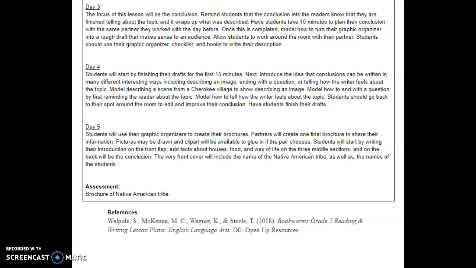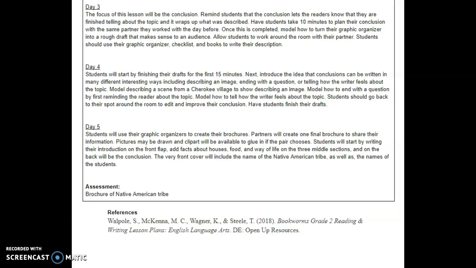After all these different models are given to the students, they should go back to their spot around the room and edit and improve their conclusion. And then they're going to go ahead and finish up those drafts. And the final day is going to be the 5th day, where students are going to use their organizers as well as their rough drafts to create their brochures.